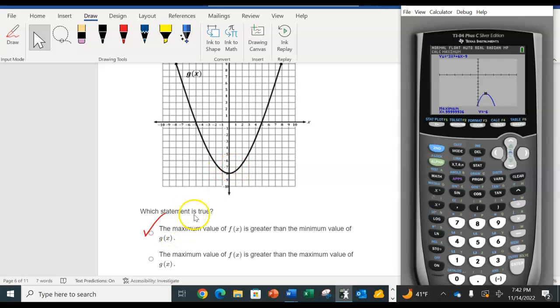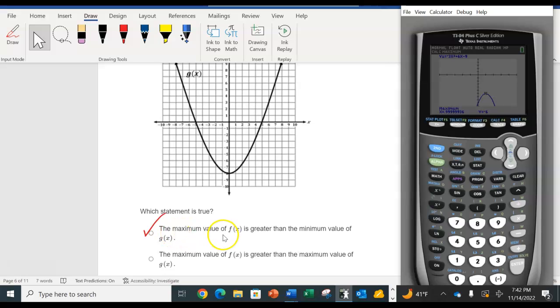So it says which statement is true? The maximum value of f of x. Okay, this is f of x. So I've already found the maximum. All you have to do is second trace and find the maximum value here. Do left bound, right bound, and it gives you this maximum. And the maximum value comes from the y-axis. So y equals negative 6.